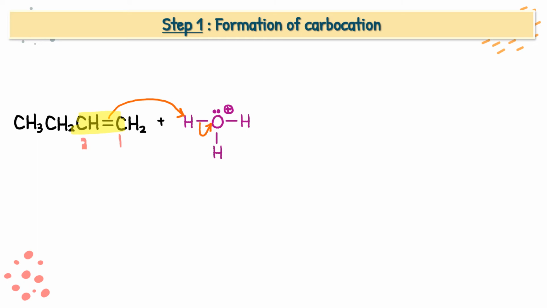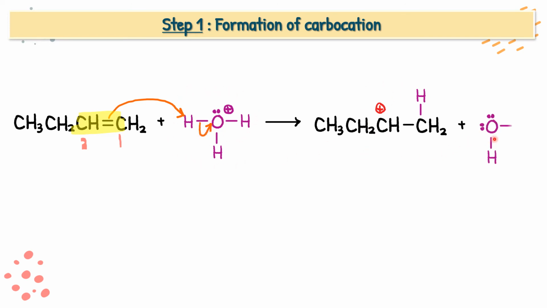So kita akan follow our Markovnikov rule yang kata hydrogen will attach at the carbon with more hydrogen. So which is our carbon 1. Okay, jadi kita akan lukislah dekat sini. So at carbon number 1 there will be hydrogen attached, and at carbon number 2 it becomes a carbocation. Whereas our hydronium ion tadi, dia akan jadi water. So this is for step number 1. Step number 2, formation of protonated alcohol.